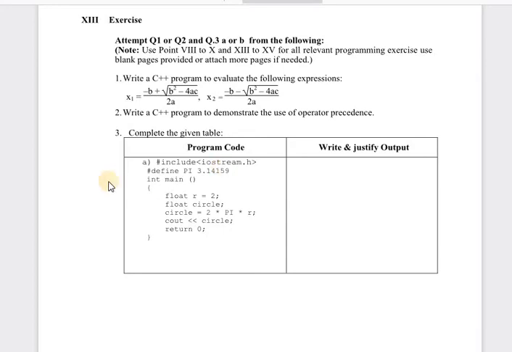Now we will see the output of this. We will solve the third question, that is, complete the given table. Here we have to write and justify our output. So here we can easily calculate the output of this program. How? Float r is equal to 2, float circle equal to 2 into pi into r, cout circle. So here we can see hash define pi 3.14159. So this is the pre-processor. Here we are defining the pi constant.